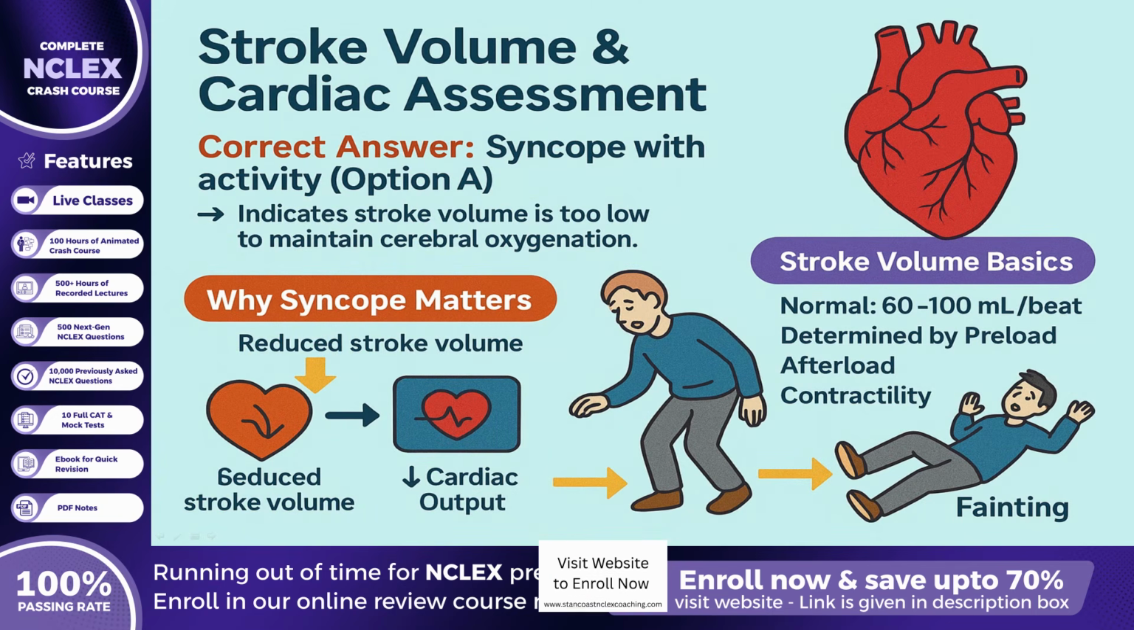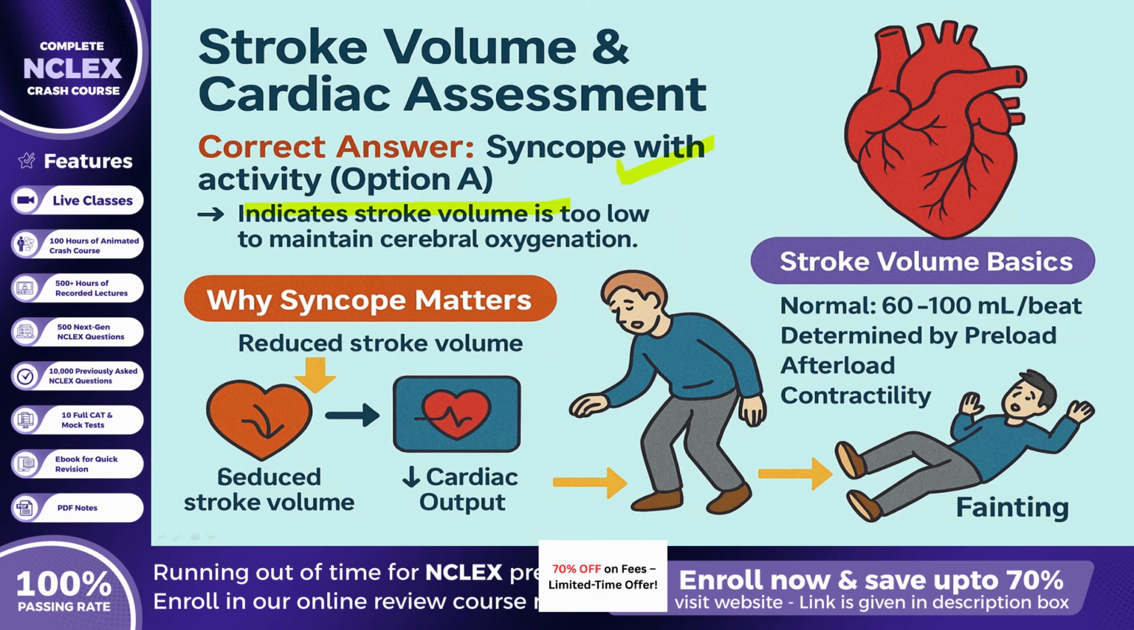Syncope or fainting during activity is a hallmark sign that cardiac output and stroke volume are not sufficient to meet the brain's oxygen demands. Stroke volume, which is normally about 60 to 100 milliliters per beat, represents the volume of blood ejected by the left ventricle with each contraction.